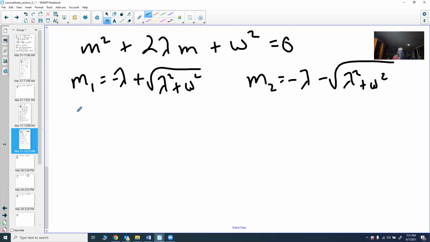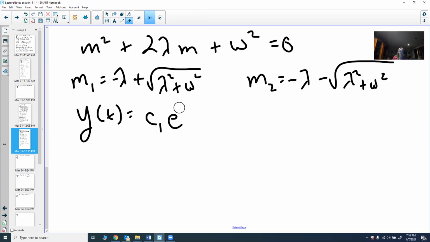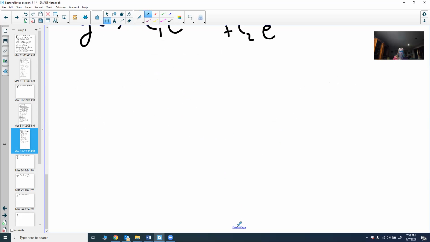M sub 2 would be minus lambda minus the square root of lambda squared plus omega squared. So remember that would mean that my solution, y of t, would be c1 e to the, well, let's just call it m1 instead of trying to make it really complicated looking, m1 times t plus c2 e to the m2 times t. And remember, these can change depending on what m1 and m2 actually are. So let's look at some different situations.